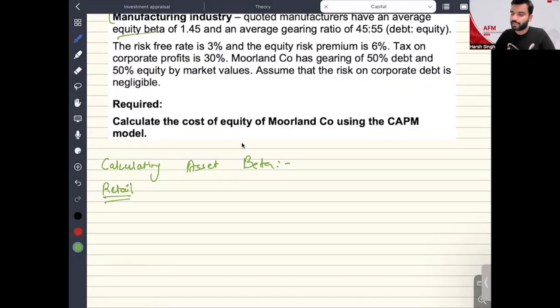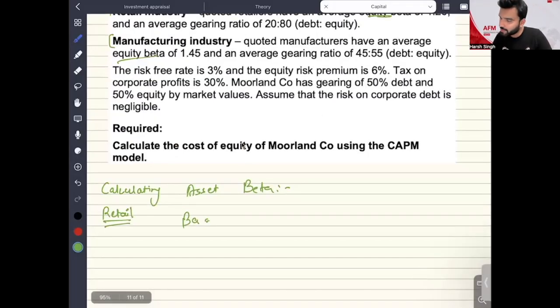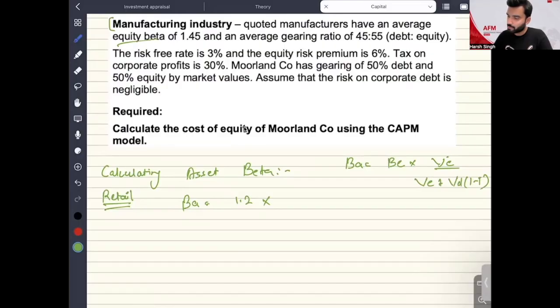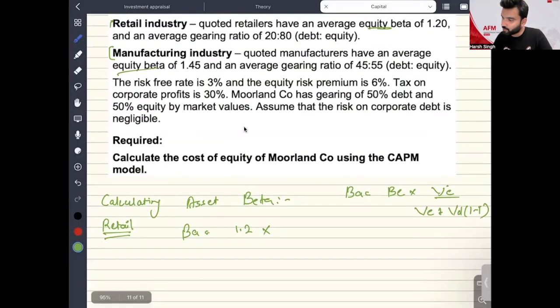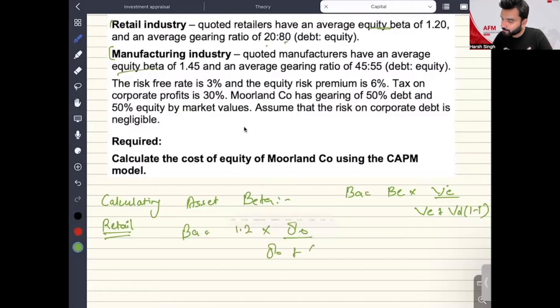Retail. Now retail asset beta. What is the formula? Beta asset is equal to beta equity. Beta equity is given as 1.2 multiplied by the value of equity, 80, upon value of equity 80 plus value of debt 20, times (1 minus t).